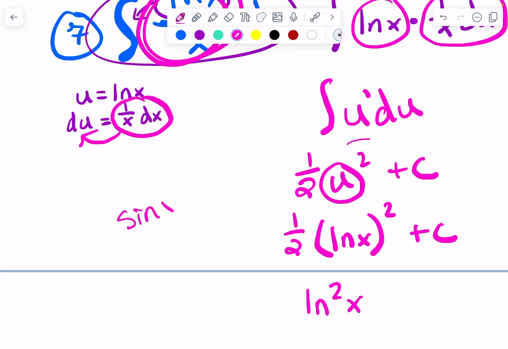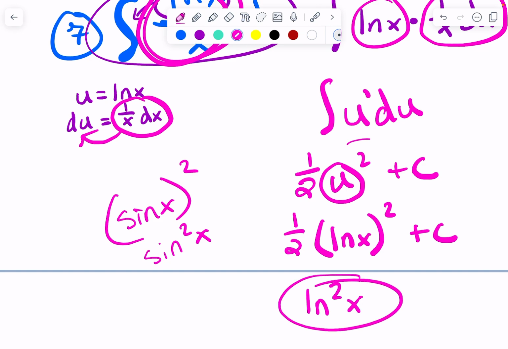Instead of writing it as sine x squared, they'll write it as sine squared x. Yeah, I think I have seen this before, not as often, but you can certainly do it.